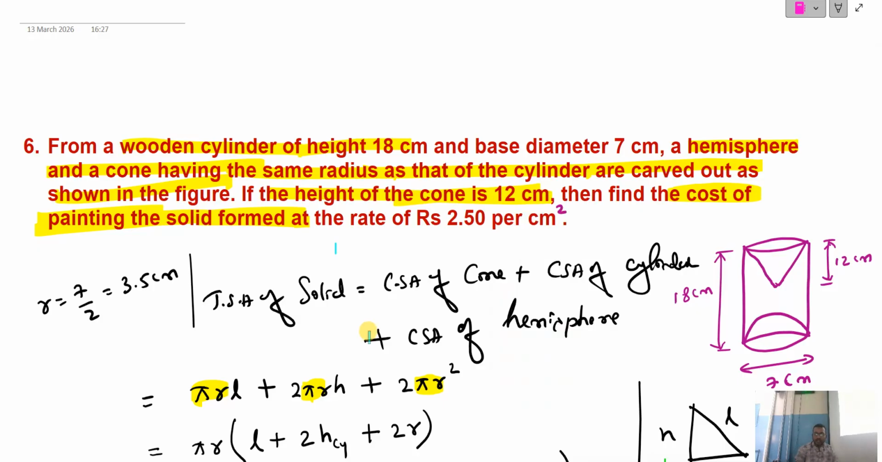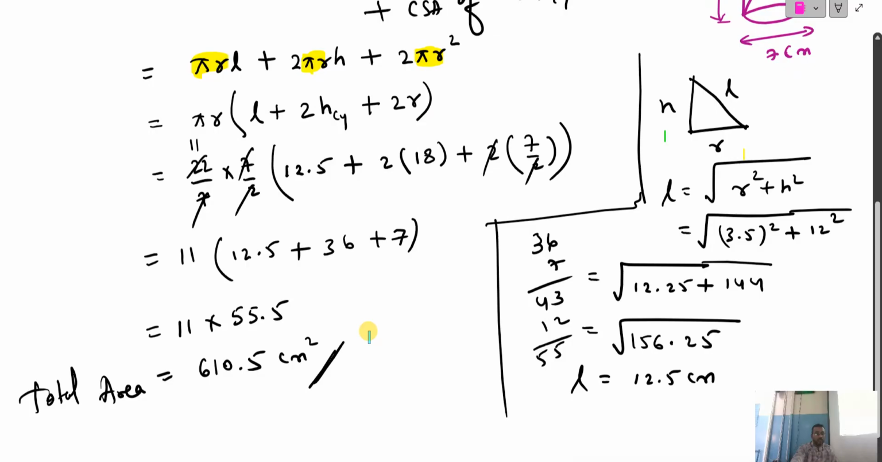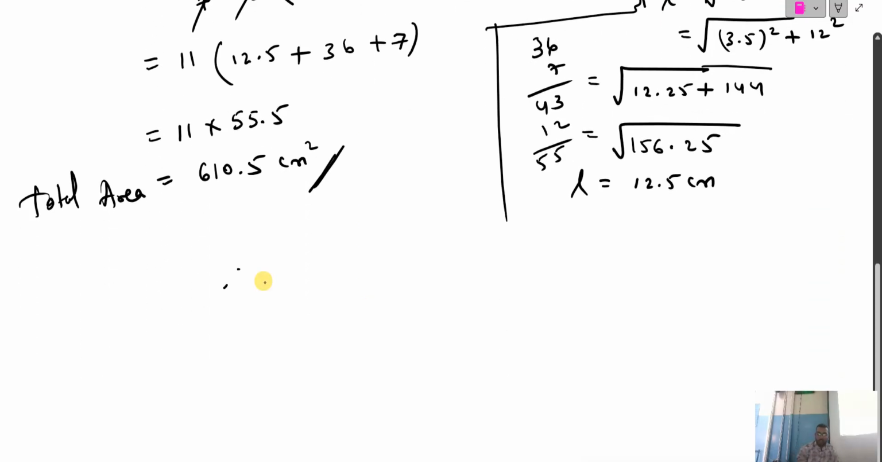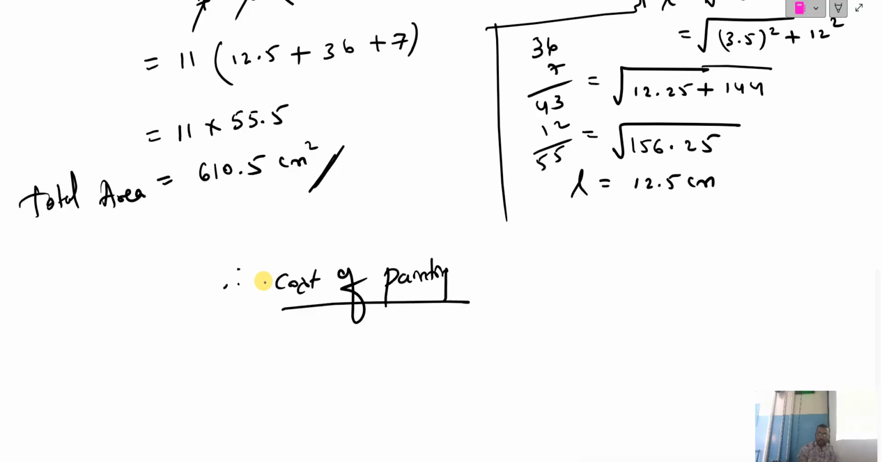Yeah. Now as you can see, come back to this problem now. In this problem they said that the rate is 2.50 per centimeter square. Per means 1. For 1 centimeter square, it is 2.50 rupees. Therefore, cost of painting for 1 centimeter square is 2.50 rupees. Now how much area we got? 610.5. Is it meter square or centimeter square? Centimeter square.